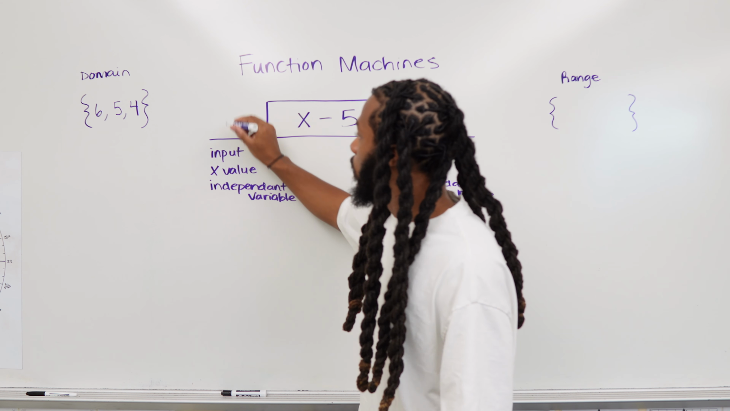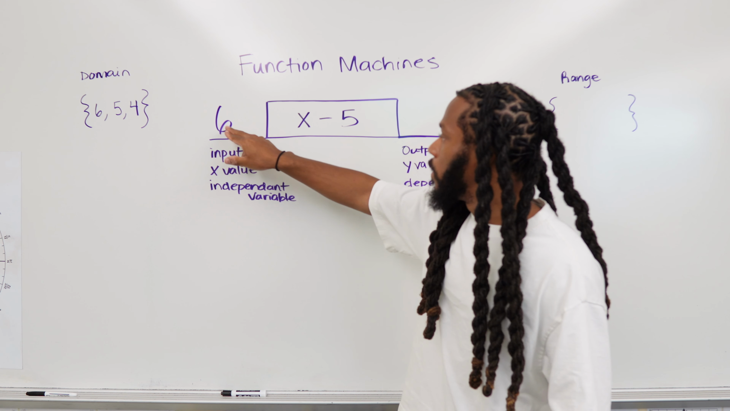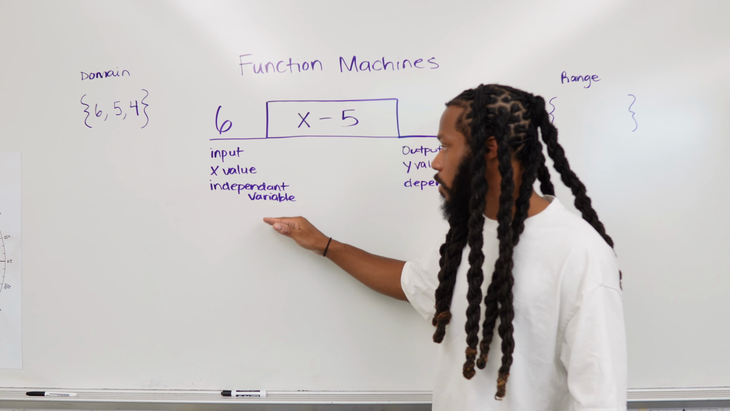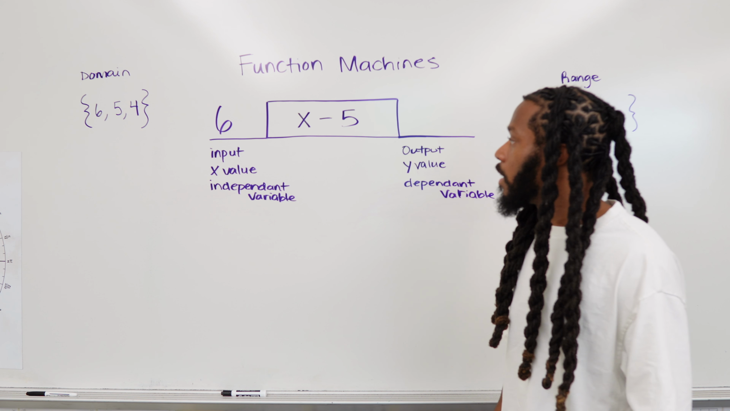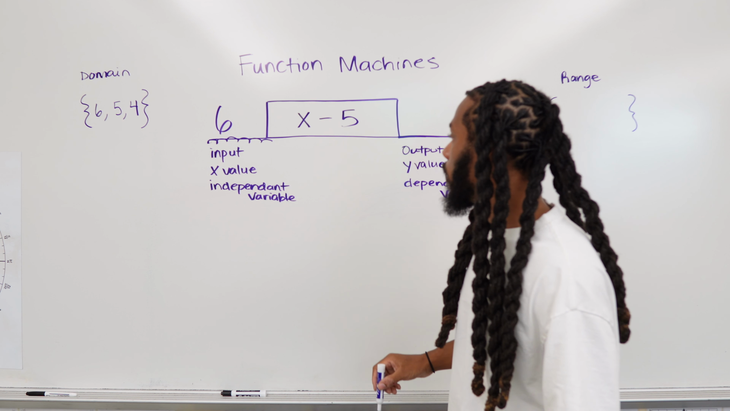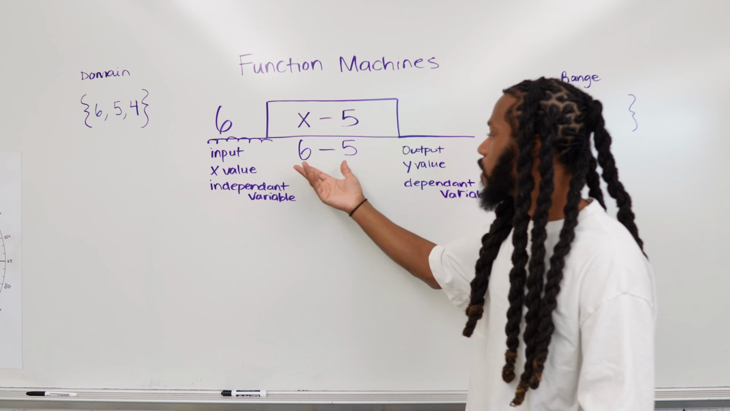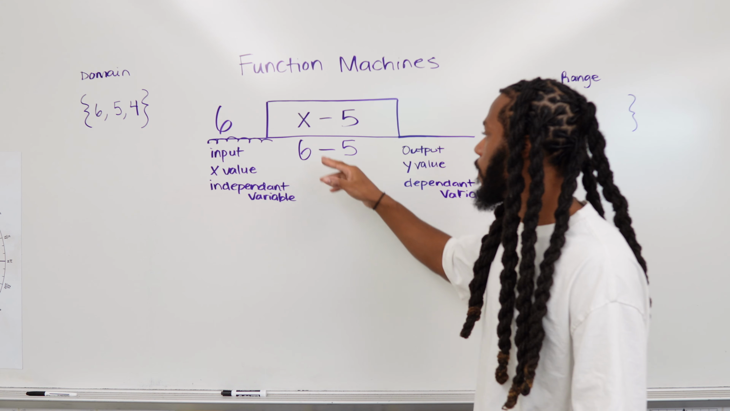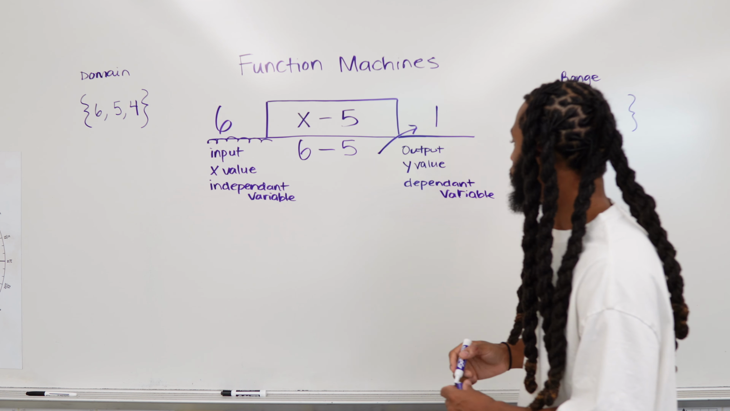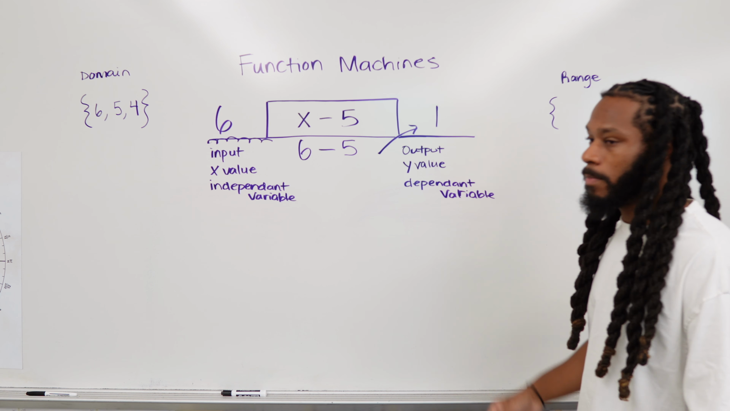Now, we can plug in 6 to this function. That would be our input, or our x value. You'll also hear it being referred to as the independent variable. The 6 travels on this conveyor belt into the function, replaces the x value. The function simplifies or changes the 6 minus 5 into an output of 1. The 1 becomes the y value, or the dependent variable.